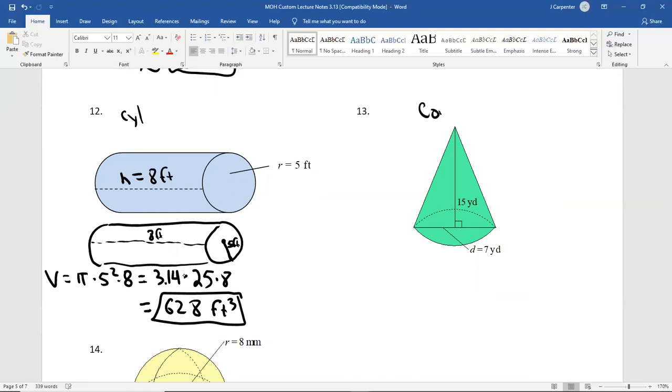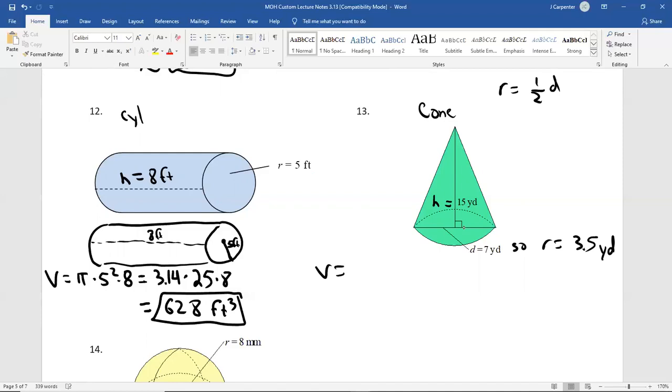13, that's our ice cream cone. Now they gave us a diameter here. They gave us the distance from end to end, and it doesn't quite look circular, but trust me, they meant to make that circular. So they're saying that the height is the 15 yards. The diameter is 7. Remember, the radius is half of a diameter. So that says that the radius of this problem is 3.5. Half of 7 is 3.5, and that would be in yards.